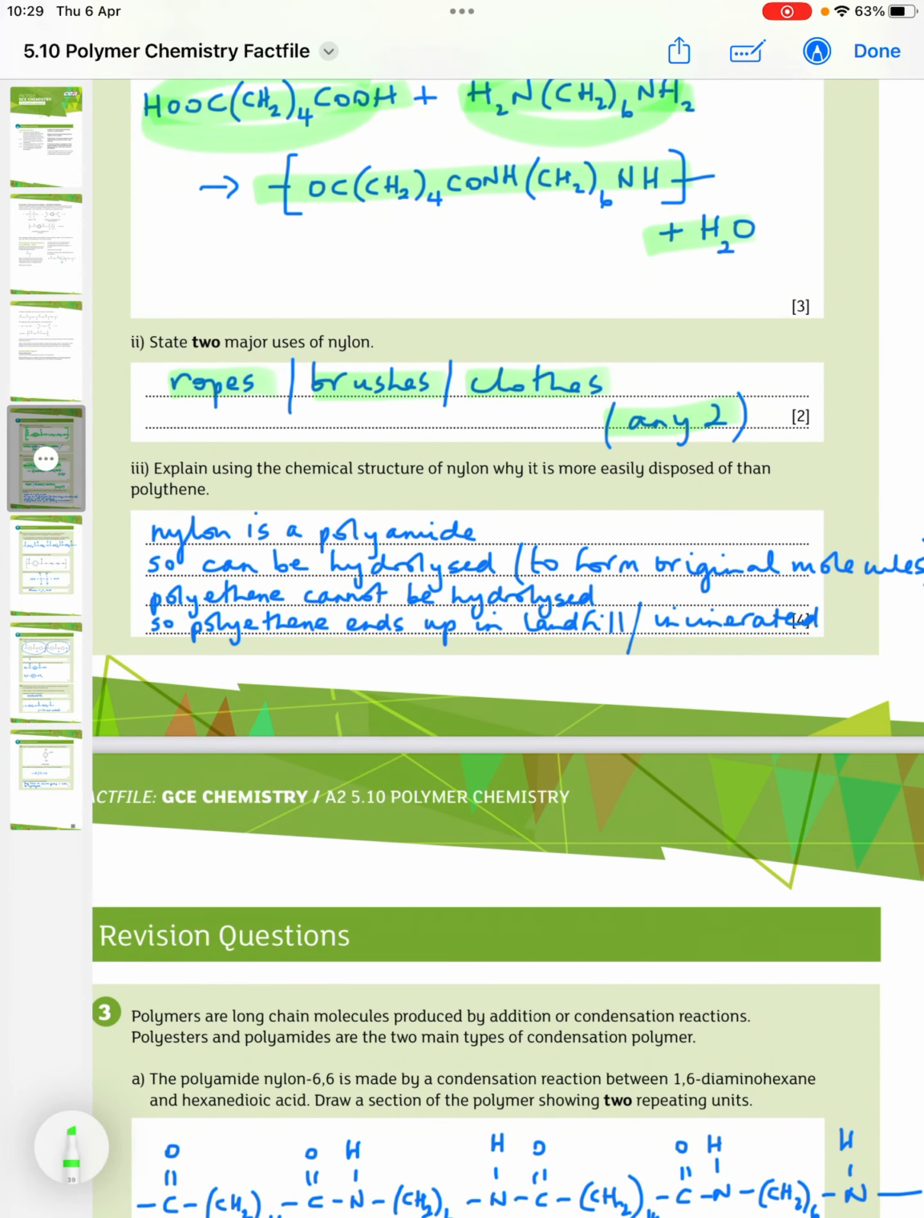Explain using the chemical structure of nylon why it's more easily disposed of than polythene. Nylon is a polyamide, and we know that they can be hydrolyzed to form their original molecules. This is worth 4 marks, 2 marks for that. But polythene can't be hydrolyzed, so it ends up in landfill or being incinerated.